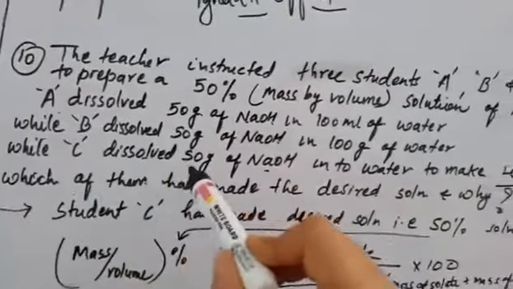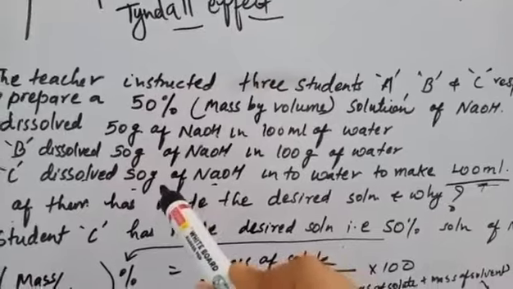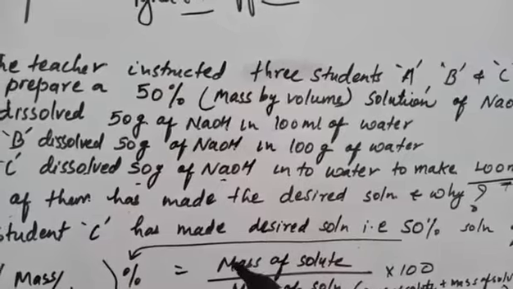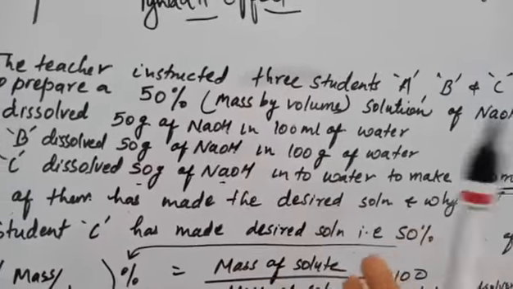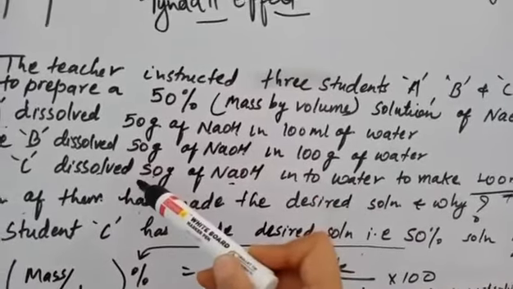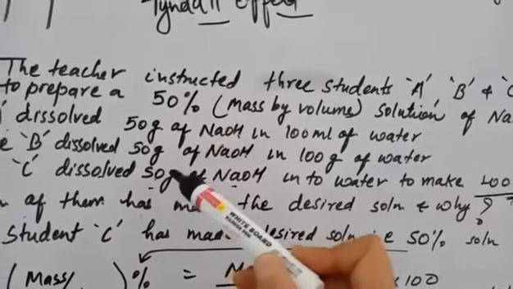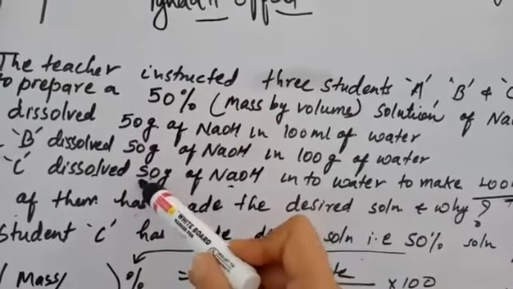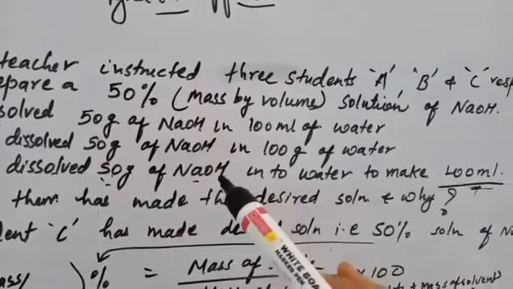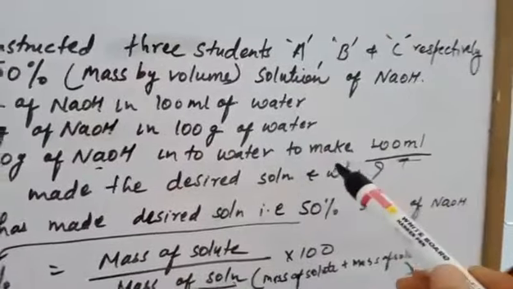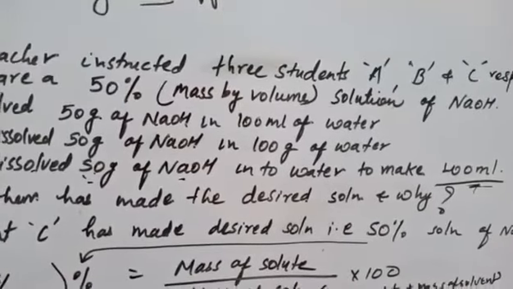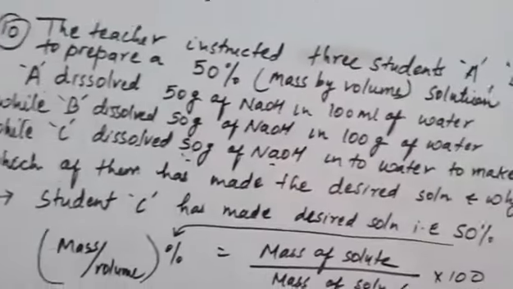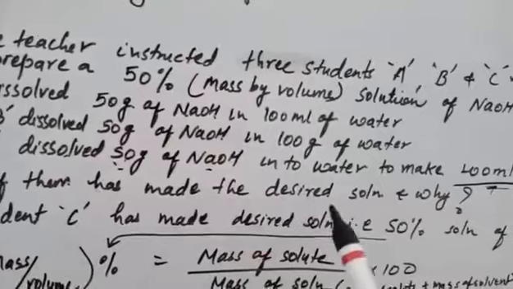So students, see what did C do? He did not first take only 100 ml of water and start adding 50 gram of NaOH in it, but he took a small amount of water. In that he started adding little NaOH and then water, then again NaOH, and he added the full 50 gram of NaOH in enough water to make the full solution 100 ml. So NaOH plus water completely forms 100 ml of solution. Okay. Now which of them has made the desired solution and why?